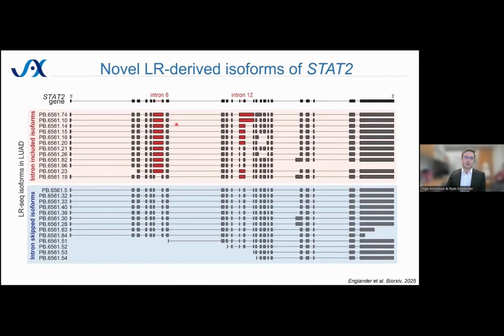And so these are all of the full-length STAT2 isoforms that we identified with long-read RNA sequencing, segregated into intron-included isoforms that had either retention of intron 6 or intron 12, or isoforms where both introns are skipped. And so these isoforms on the top with retained introns are not capable of encoding the full-length functional STAT2 protein, whereas these isoforms below in blue theoretically are.